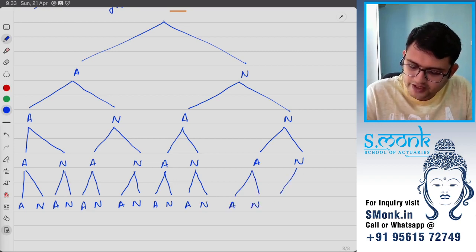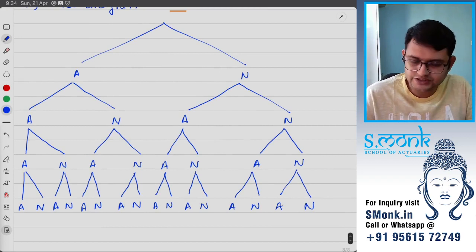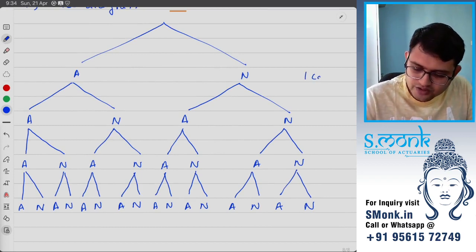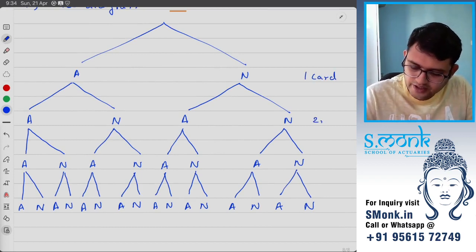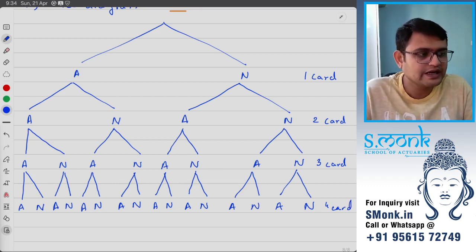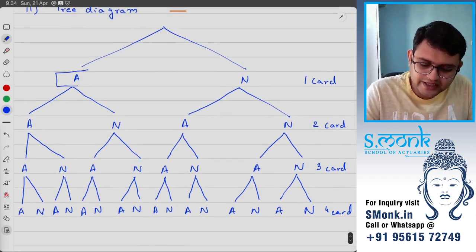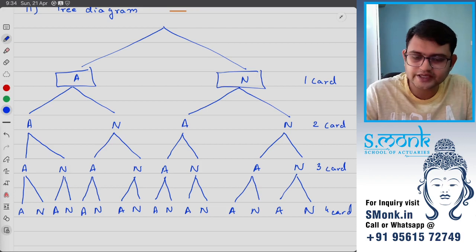So we are sort of making a tree with all the branches. These are all possible outcomes when I'm talking about 4 cards. So this is the first card outcome. This is the second card. This is the third card. This is the fourth card. These are all possible outcomes of these 4 cards. Okay. So we are saying in the first card I can get ace or I can get not an ace.